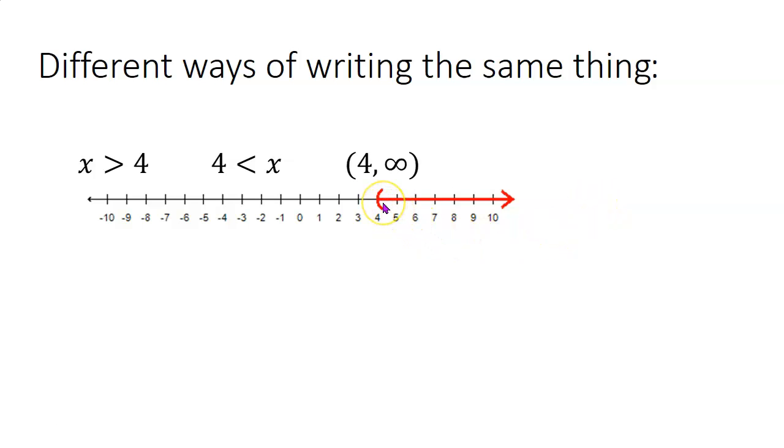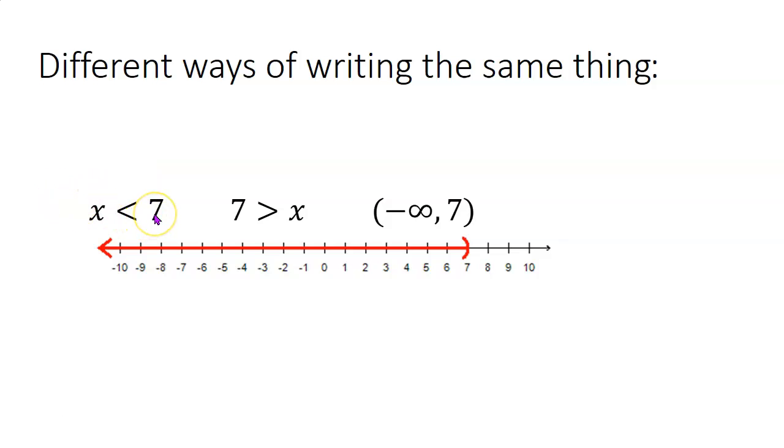X could be 4.1. Any of these numbers greater than 4, and so the interval notation for this would be from 4 to infinity. All the numbers between 4 and infinity, starting at 4 and going on forever to the right.